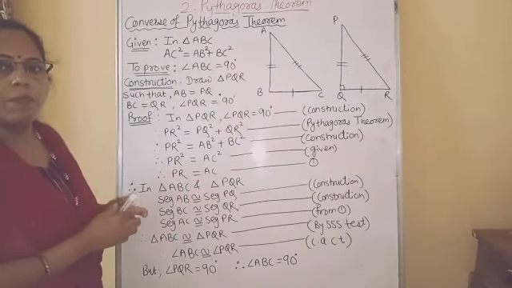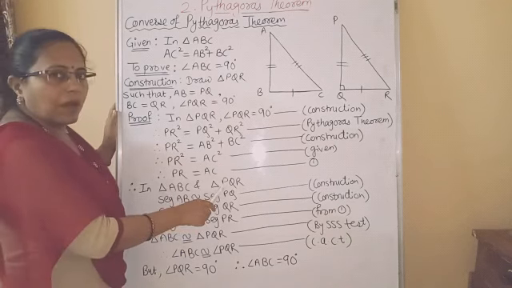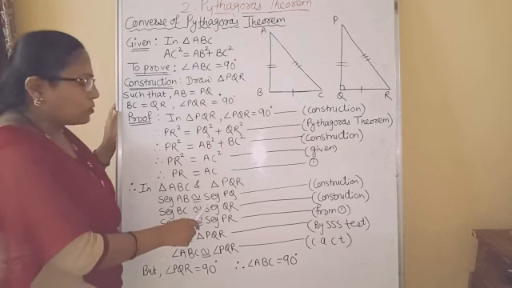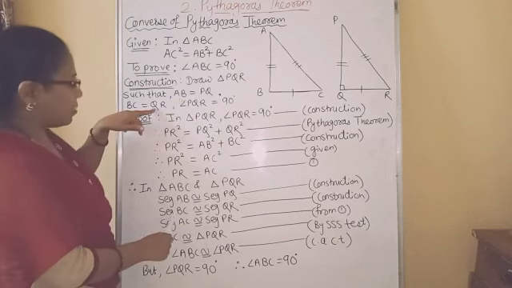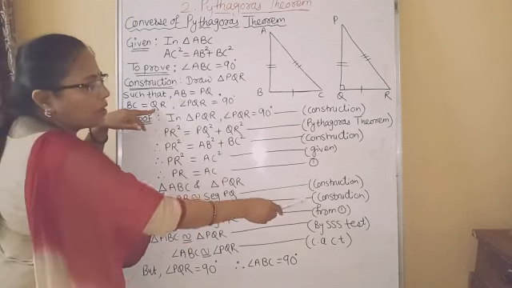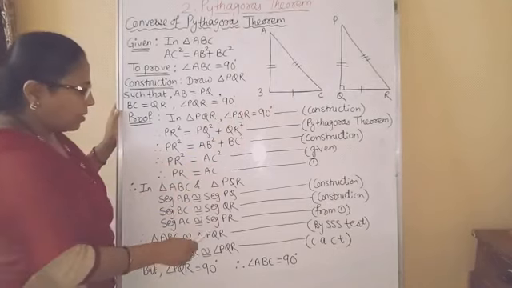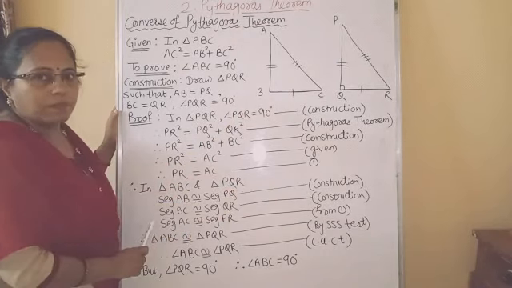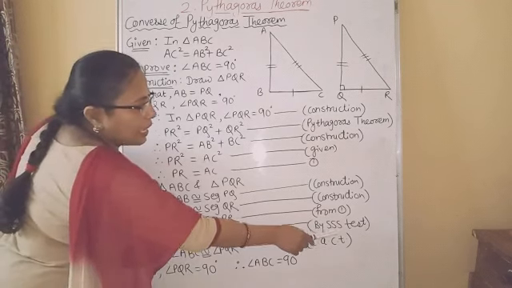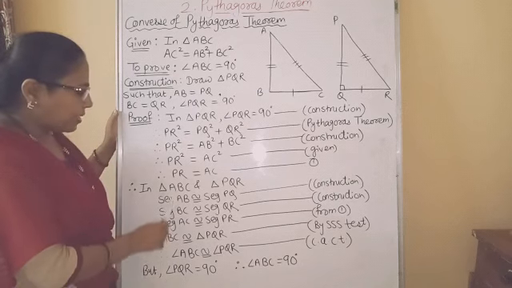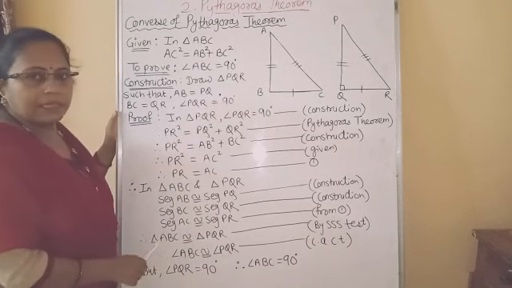Okay. Now we will prove these two triangles congruent. In triangle ABC and triangle PQR, segment AB is congruent to segment PQ because we did construction. Segment BC congruent to segment QR, this is also construction. And segment AC congruent to segment PR, we will write from 1. So we got these two triangles congruent by SSS test, as all the three corresponding sides we got congruent.